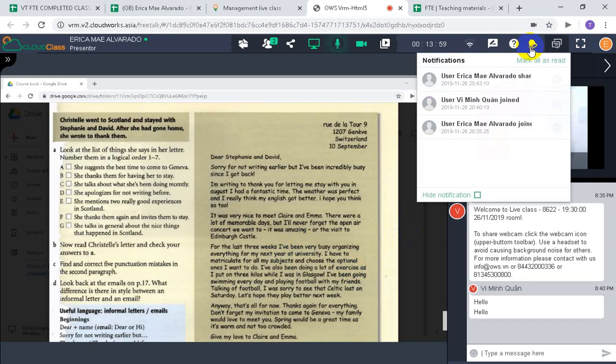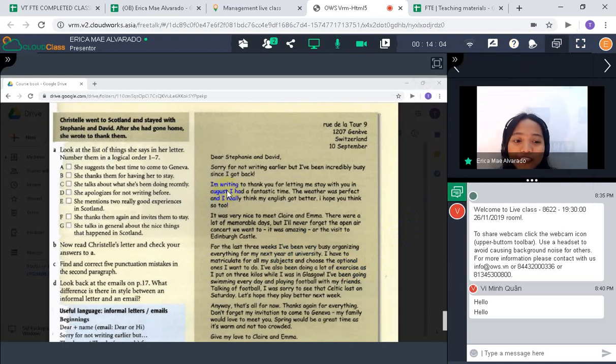Quân, what is number six? You have the letters F and G remaining. So which of those two is number 6 and 7? Number 5 is A. Yes, that's what you said. What is 6 first? 6 is G.